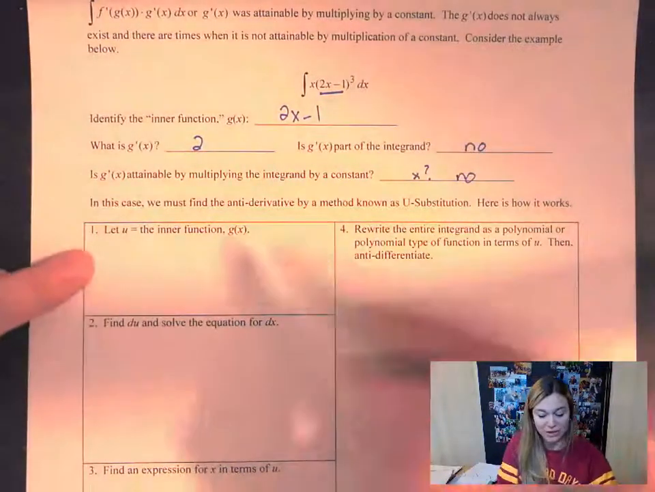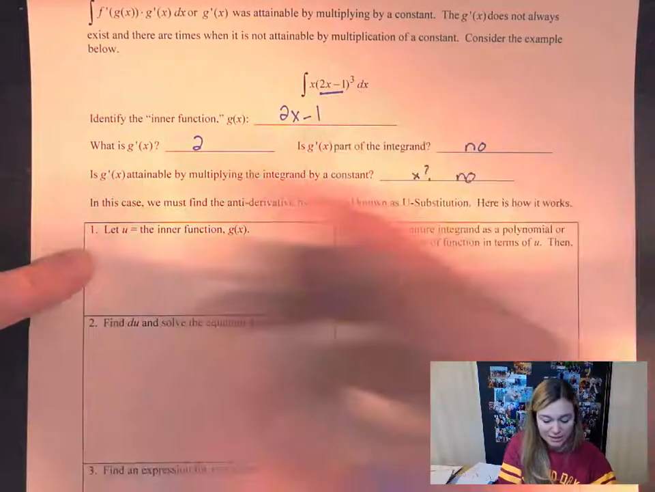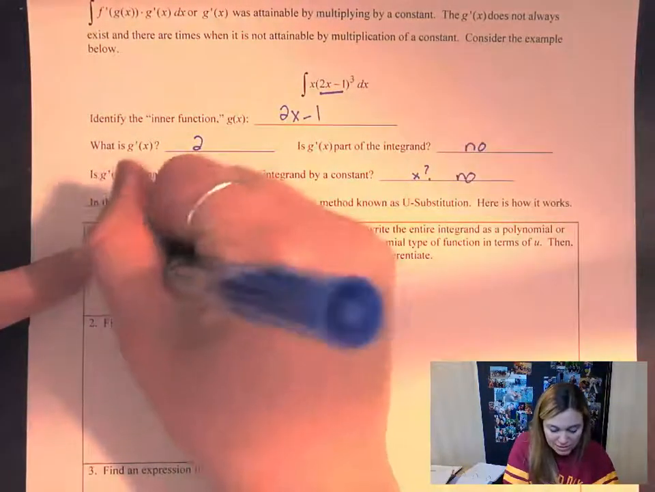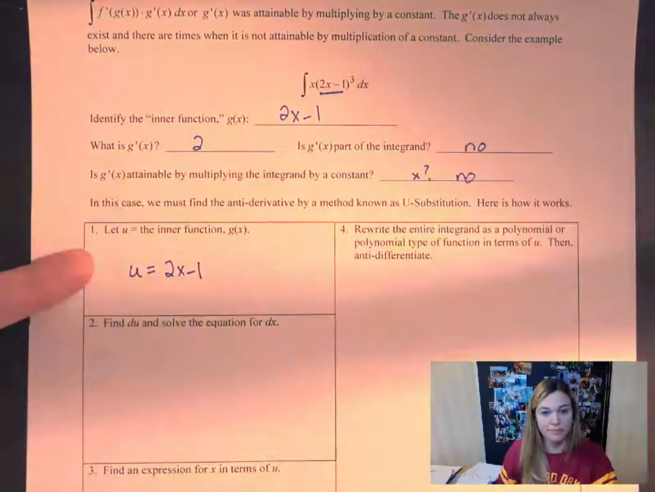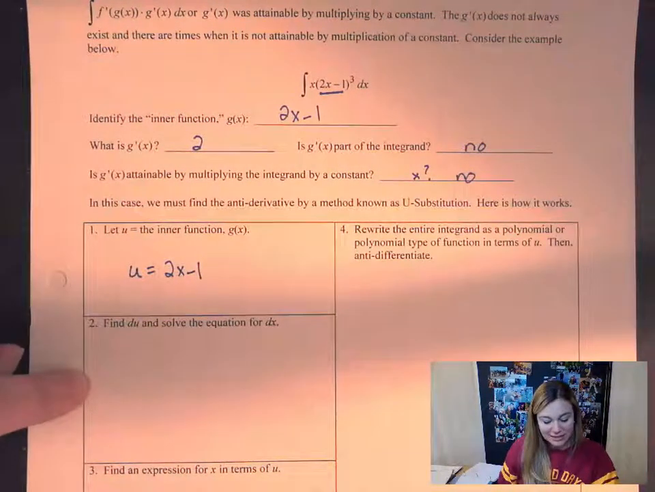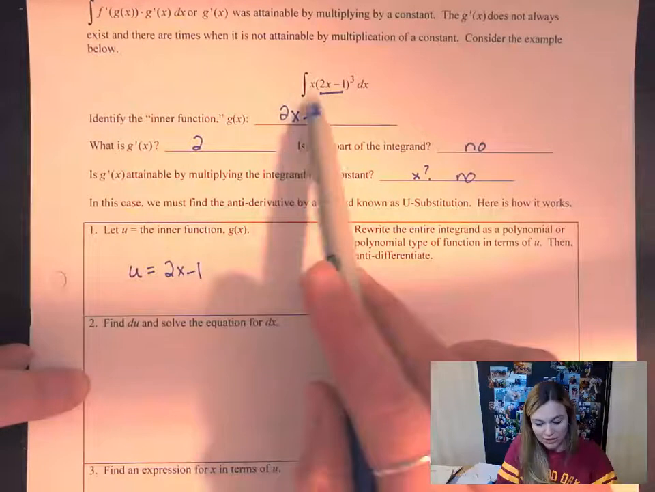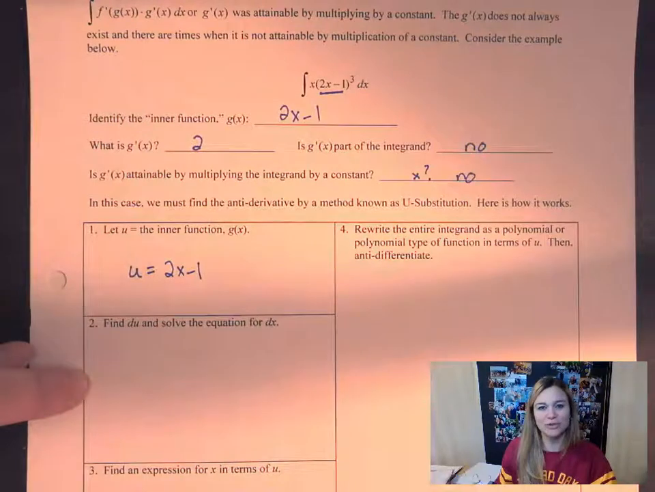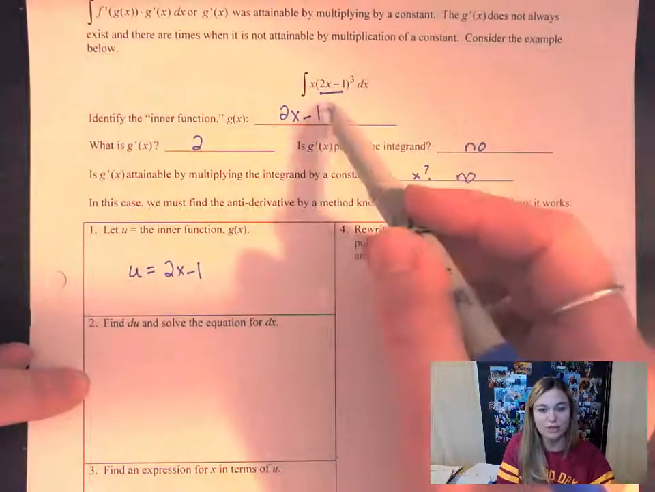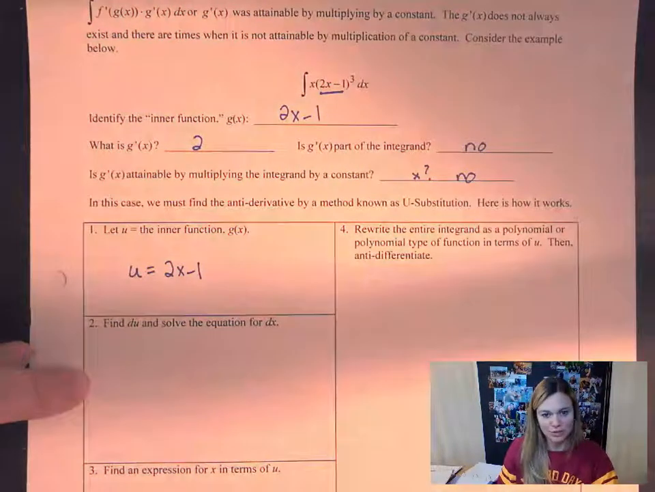U is the inner function, so the stuff inside the inside. I can see I have a function and it's cubed. The stuff on the inside, I'm just going to say U is equal to 2x minus 1. And then it says find du and solve the equation for dx. What's going to happen is that all the x's up here are going to become u's, but if I just changed it to a different variable, it wouldn't help me. I need to actually change the function itself in the way that it looks so I can find the antiderivative. So bear with me on this one so you can see what's happening.